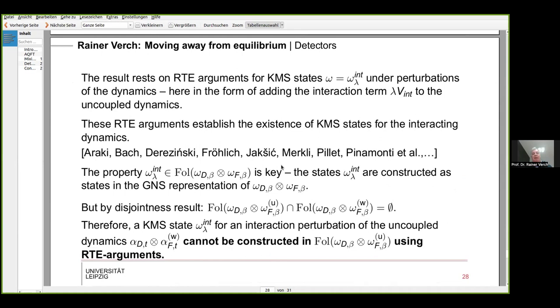Okay, so there is something behind this statement, namely that there is such a KMS state for the interacting dynamics, namely return to equilibrium arguments for KMS states under perturbation of the dynamics. And the perturbation here is adding this interaction term to the uncoupled dynamics. So these return to equilibrium arguments establish the existence of KMS states for the interacting dynamics as, if you like, perturbation to the KMS states of the non-interacting dynamics. Well, I think one of the first circle of results on this in rigorous form is due to Araki, and then again there are many more people who have contributed results about this.